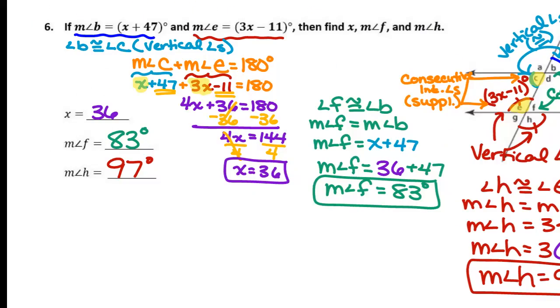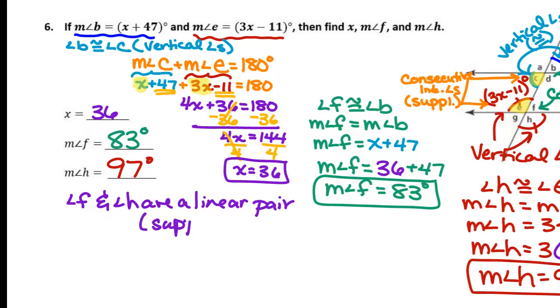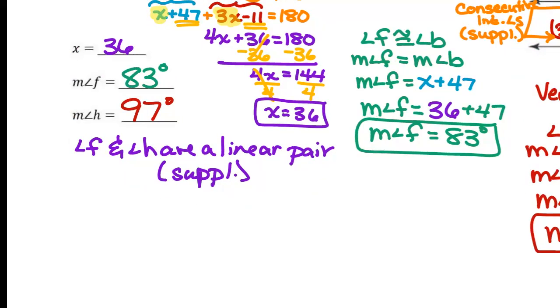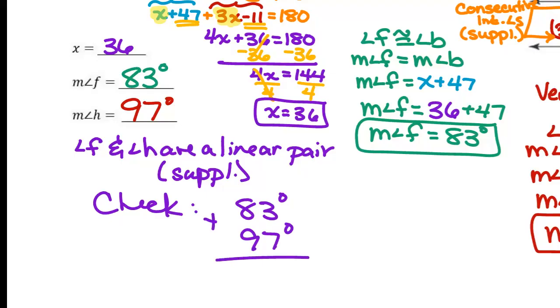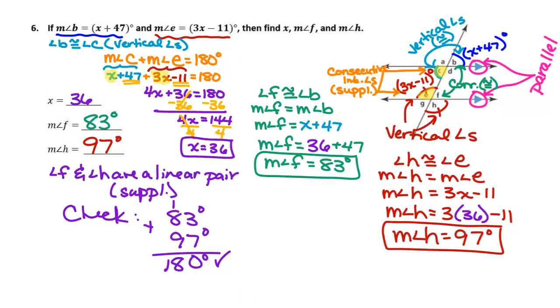Notice that angles F and H form a linear pair. That means they are supplementary. So I can check to see if I did this right by adding 83 and 97. We get 180. All right.